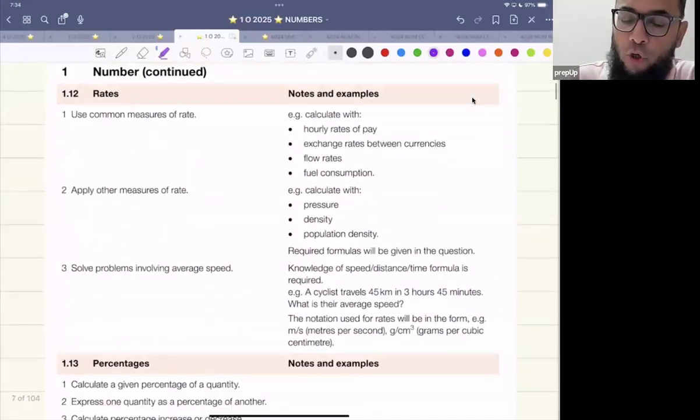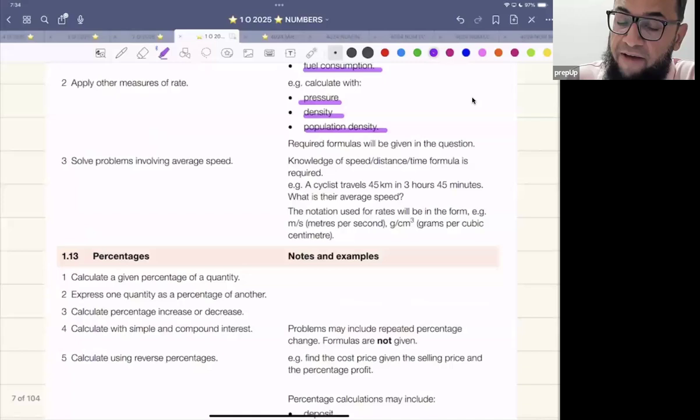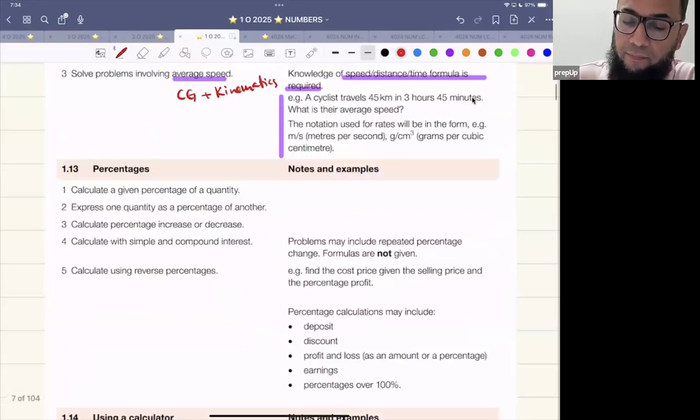Rates. Common measures of rates: hourly rates of pay, exchange rate between currencies, flow rates, volume with respect to time, fuel consumption, pressure, density, population density, average speed. Knowledge of the speed, distance, time formula is required. All these things will be used over here. Also, we will study this with coordinate geometry and kinematics, speed-time graphs and all these things.